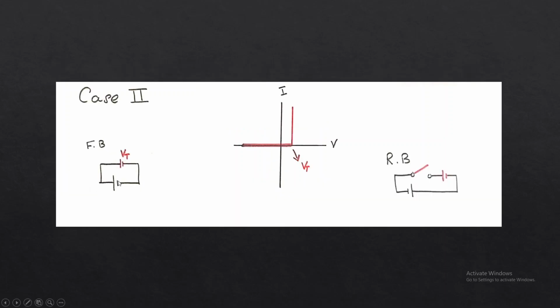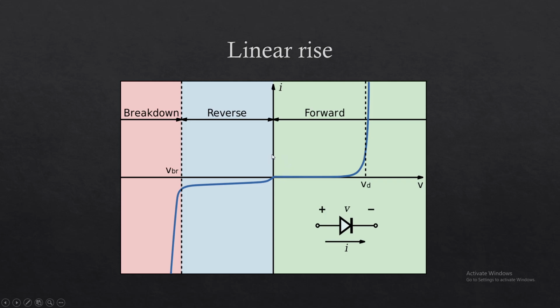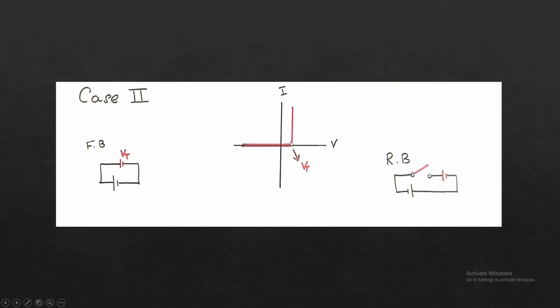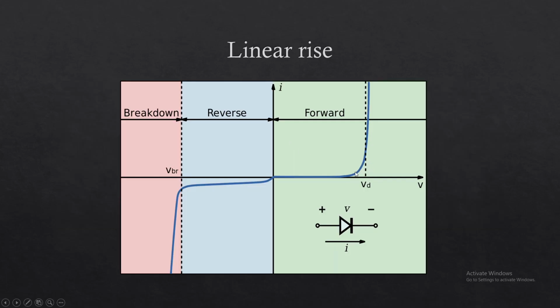In forward bias, there is a battery. This is our battery, and this is VT, the threshold voltage, which is required to make it operational or to start the current flowing. And in reverse bias, as you can see, current cannot flow because the switch is open. So the graph will look like this. But one more thing you can see is that in this graph the current starts flowing rapidly. There is no linear change, but in the actual graph there is a linear rise.